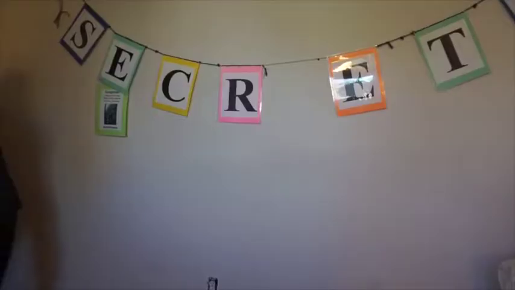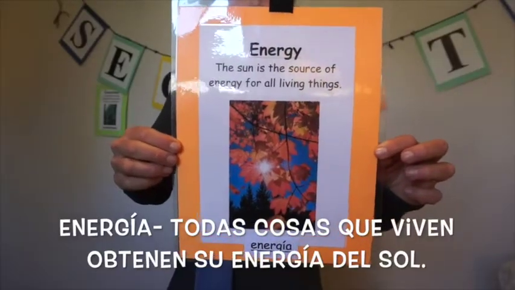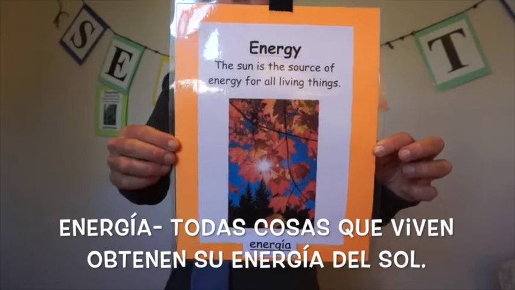Okay, so we had organism, we had ecosystem. We also learned about some of the structures in your ecosystem. Take a minute to think back to those structures. Okay, I think we're ready to move on to lesson two, which is energy. The sun is the source of energy for all living things.